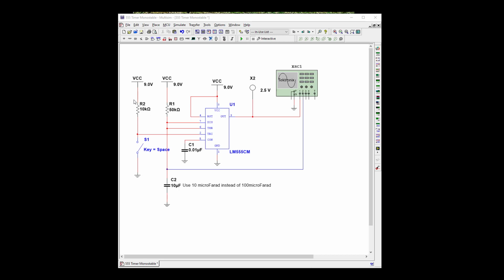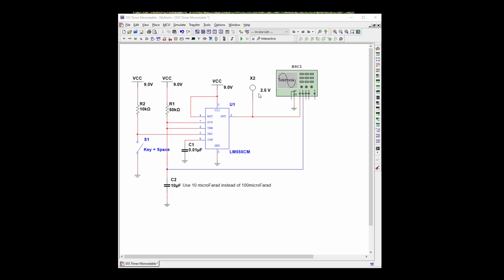On this leg here, this is our trigger, and we're going to close this key quickly and it should start our timer. This is a decoupling capacitor, so its size is fixed, and this leg here has a 10 microfarad capacitor and a 50k ohm resistor. And I'm using 9 volts. The 555 works at a very large range.